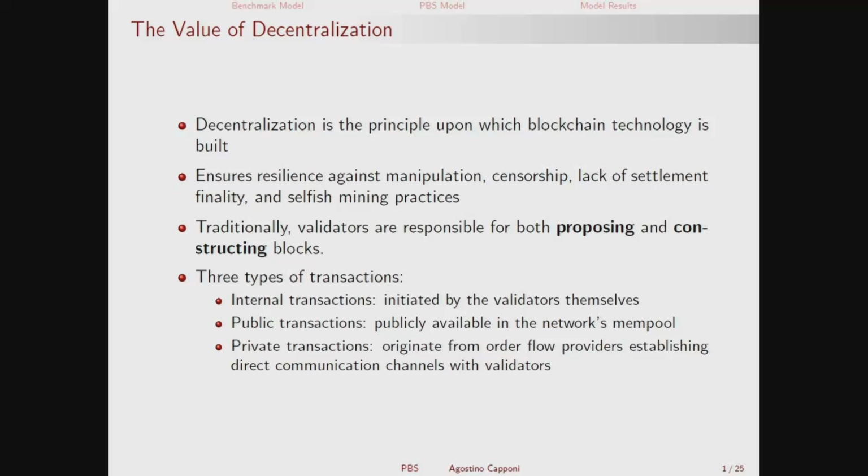Validators have control over what types of transactions to include in the block: internal transactions, which they directly initiate themselves; public transactions, which are publicly available in the mempool; or private transactions, which are sourced from private order flow providers, generating the so-called exclusive order flow.